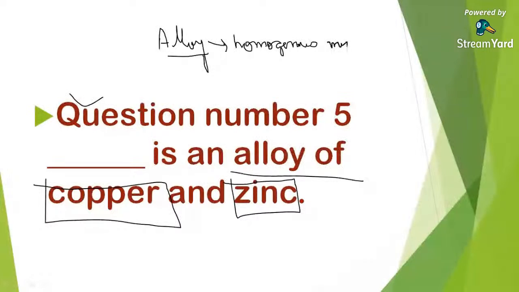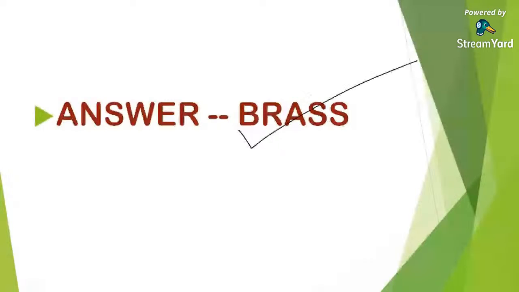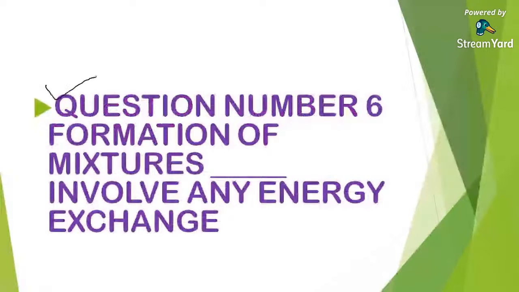And many of you are writing brass. Soumya, Anushka, Devi, Antara, Ayushi, Nupur, you all have given the answer brass. So, brass is an alloy of copper and zinc. Let's check the answer. And the correct answer is brass. So, very good. Congratulations to all of you who have given the answer brass. And brass is absolutely the right answer.